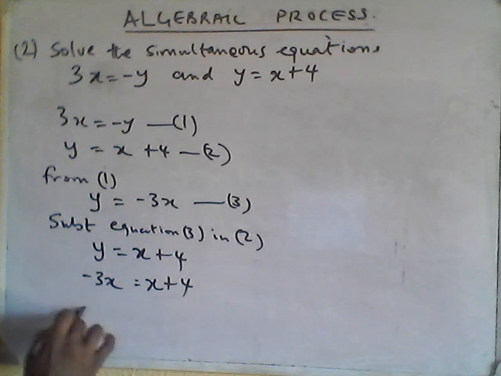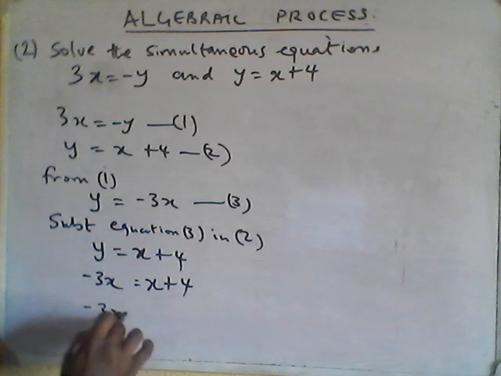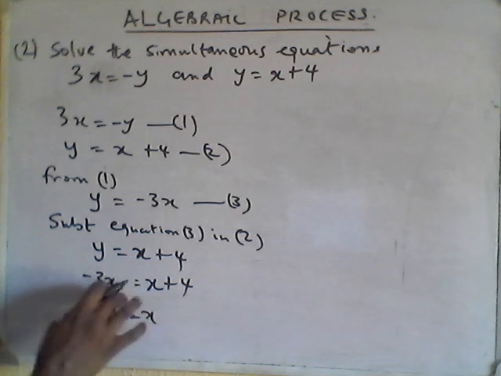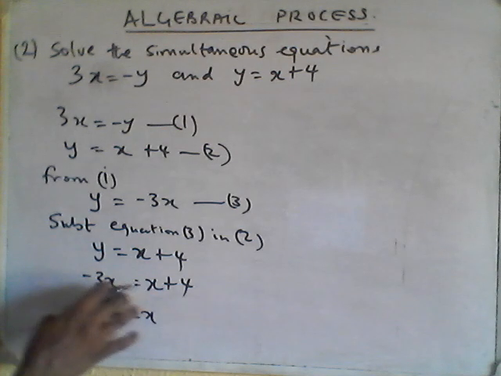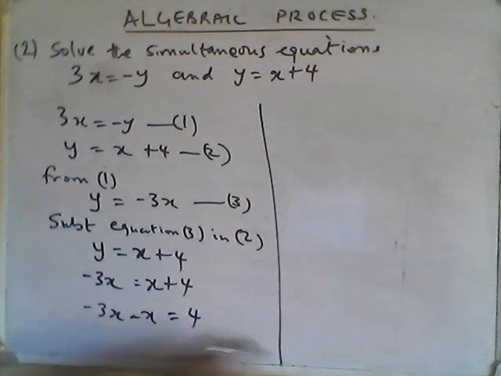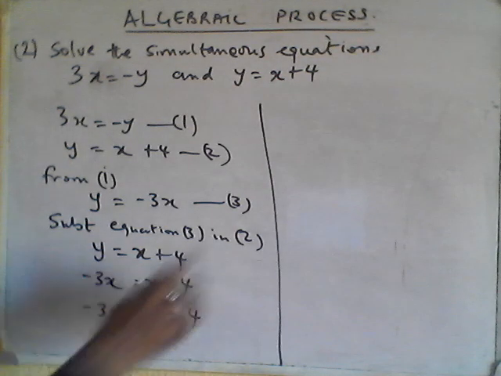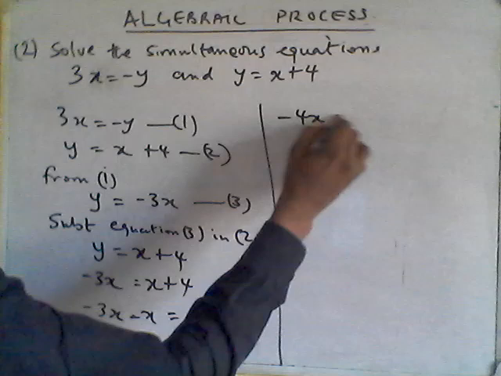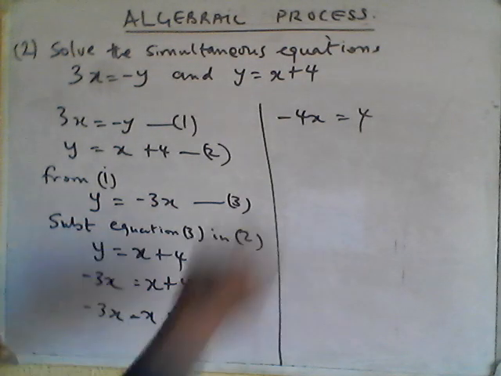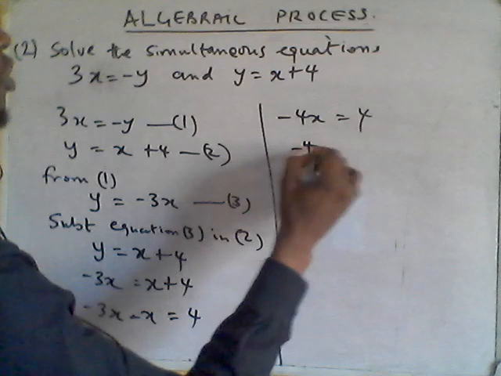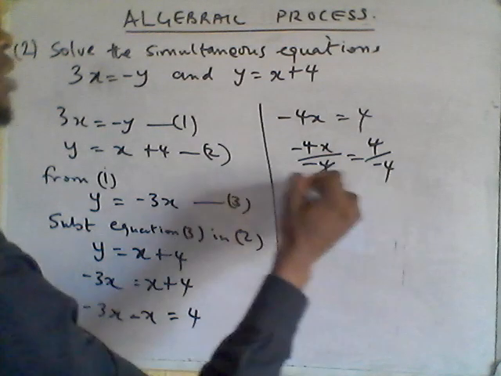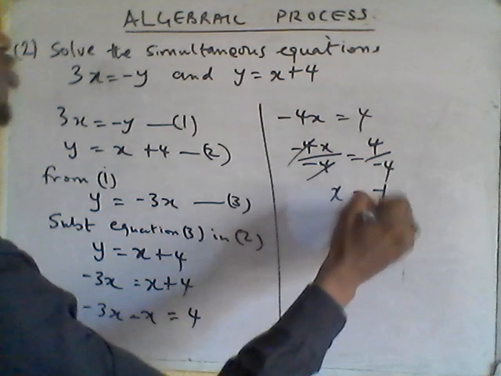Collecting like terms, so minus 3x is equal to minus x. Why? Because x will go this way, as it's coming over the equality sign, it becomes minus, is equal to 4. Okay, so minus 3x minus x will be minus 4x is equal to 4. So at this point, I can just divide both sides by minus 4. So minus 4x over minus 4 is equal to 4 over minus 4. Cancel, cancel. x is equal to minus 1.